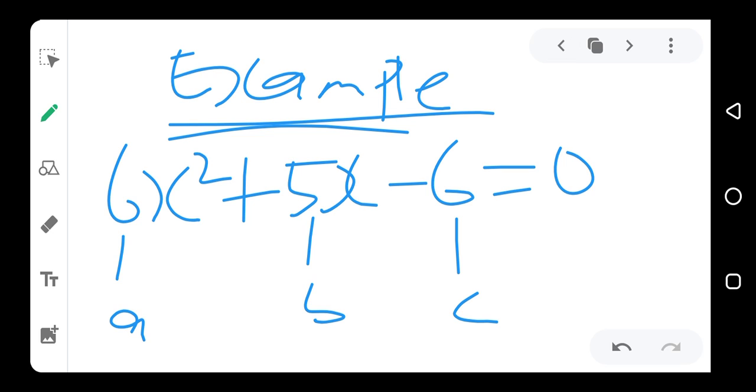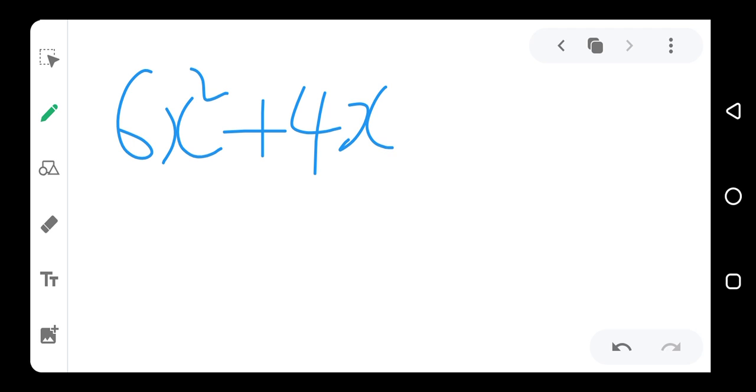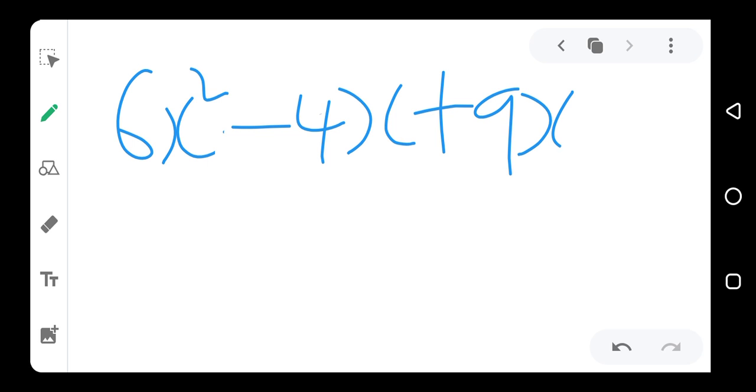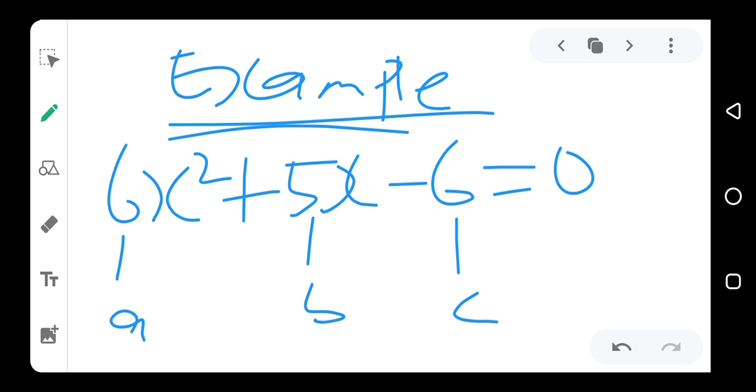So this plus 5x, instead of having plus 5x, we put the factors which we have gotten now. So the final thing becomes 6x squared plus 4x, minus 4x, 4 is minus 4x, plus 9x minus 6. The c will always remain where it is.